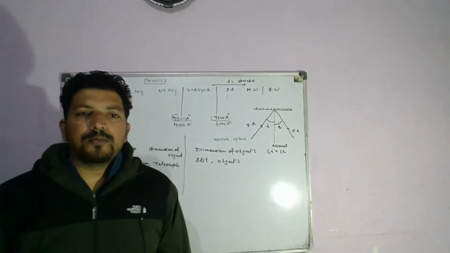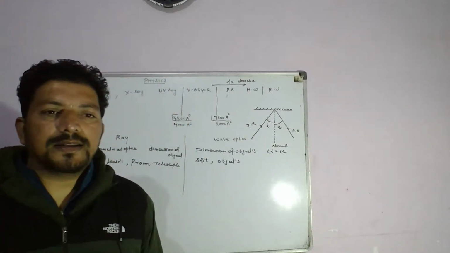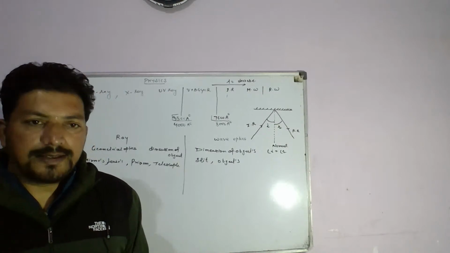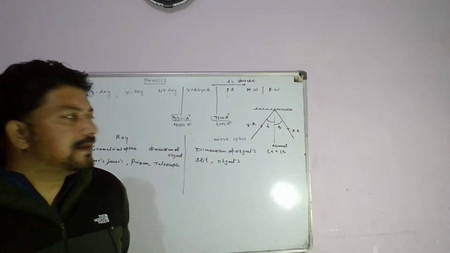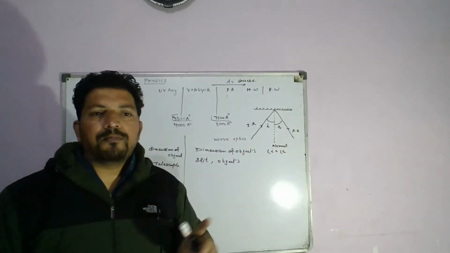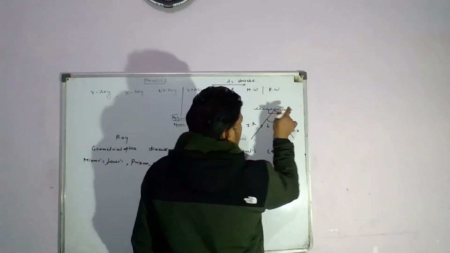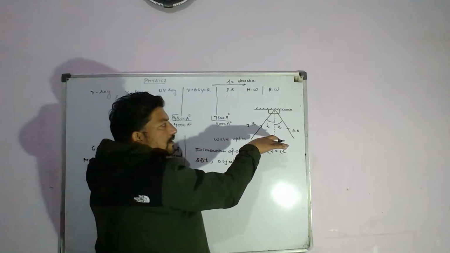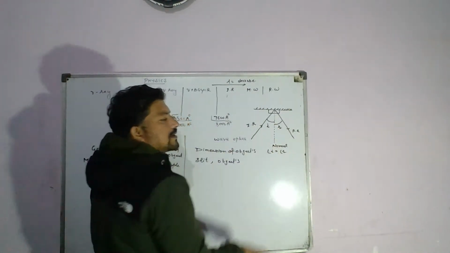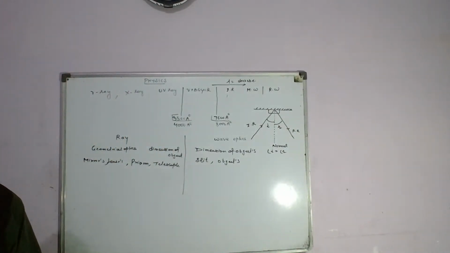So this proves that the incident angle is equal to the reflected angle: i is equal to r. Both angles are the same. The law of reflection states that the incident angle is equal to the reflected angle. And one more case: the incident ray, reflected ray, and normal all lie in the same plane. This concept you read in grade 10.